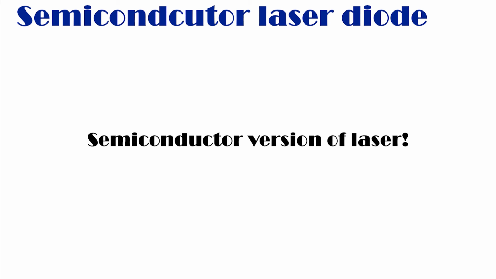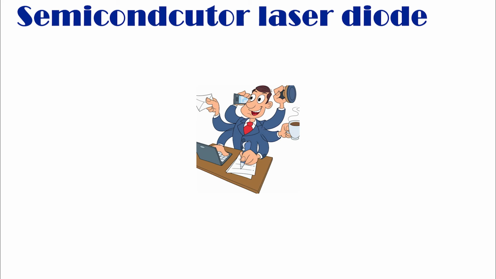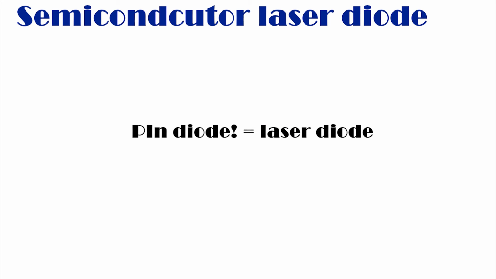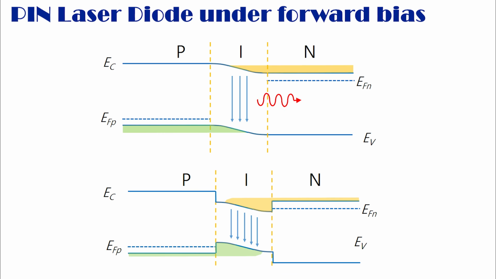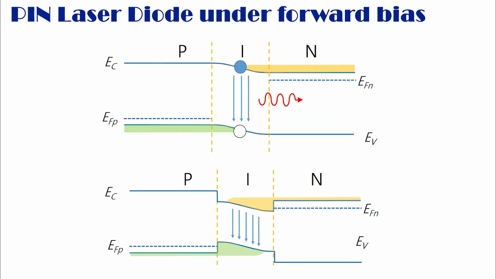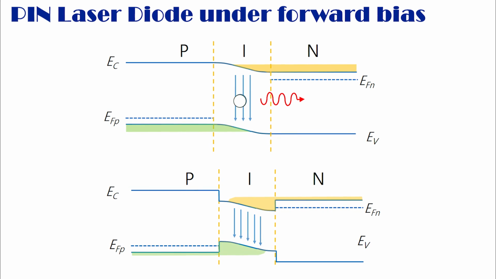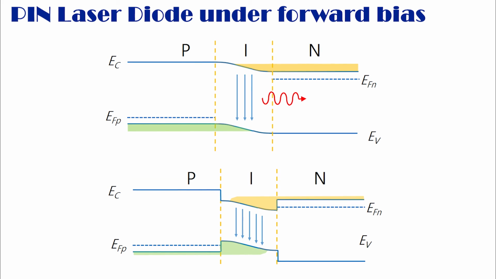Scientists thought about the semiconductor version of laser. Yes, actually they are busy people, not lazier people. They used a pin diode, so we call it a laser diode. N. Holonyak and M. Nathan from different organizations observed coherent light emission from the diode. Let's see what happens in a pin laser diode on the forward bias. So here, electrons flow into the intrinsic region, and the holes flow into the intrinsic region on the forward bias. They recombine and generate photons. We say this is interband transition.